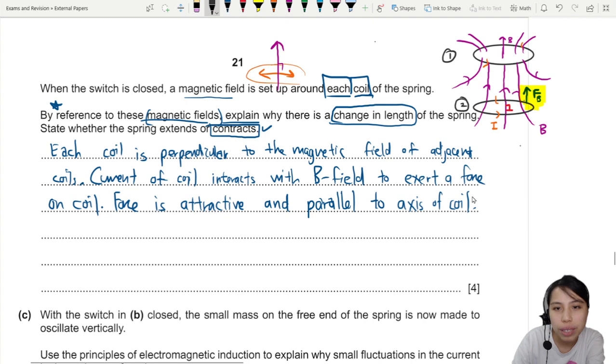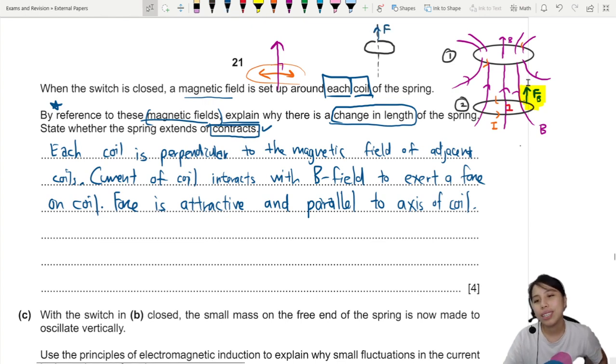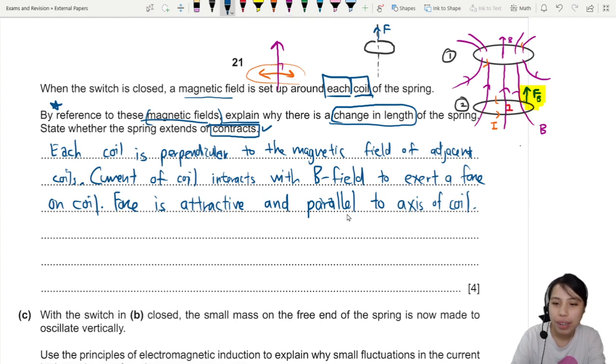What is axis of coil? Now I see if I draw a circle, this coil, right? Axis is like this, so that's where your direction of force will generally be pointing towards. I just kind of drew at the side here because there's no space. Okay, next. Last thing, conclusion.